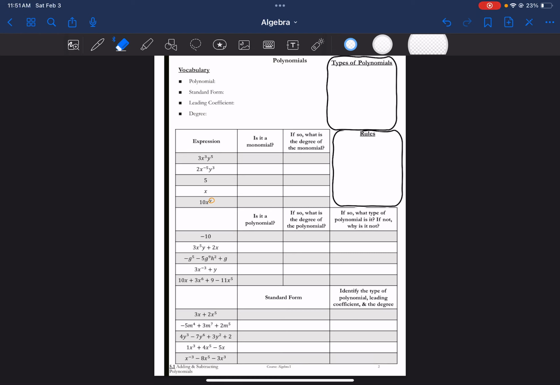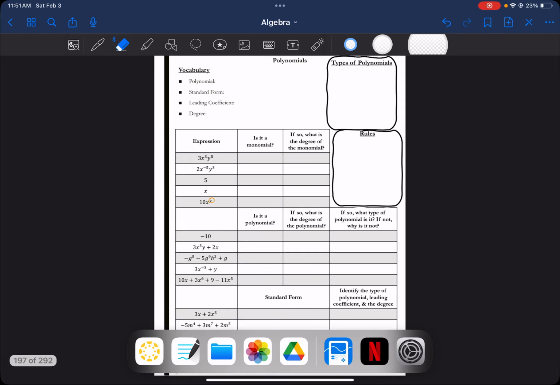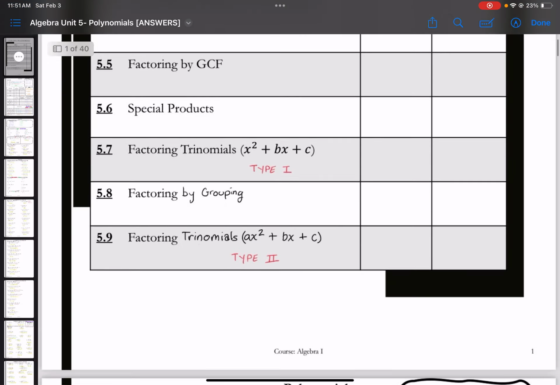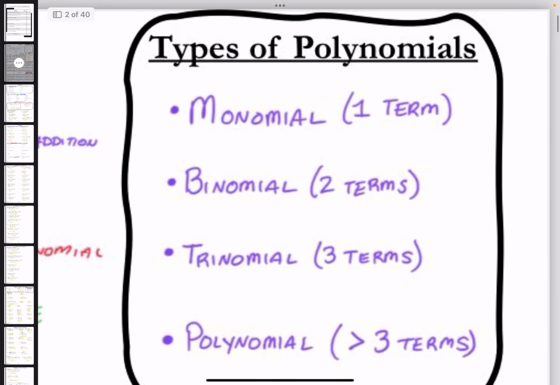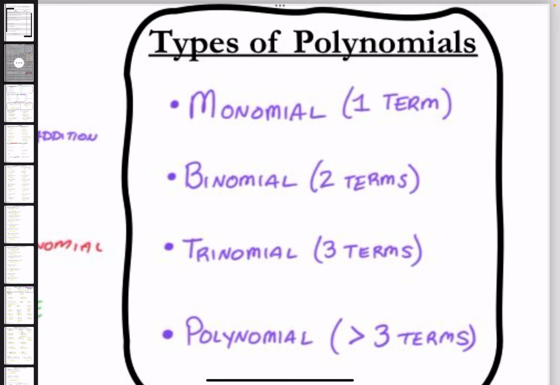We're going to get started with 5.1 in polynomials and understanding the different types of polynomials and the rules of polynomials. First, what you're going to want to do is pause the video so that you can take the notes on types of polynomials.